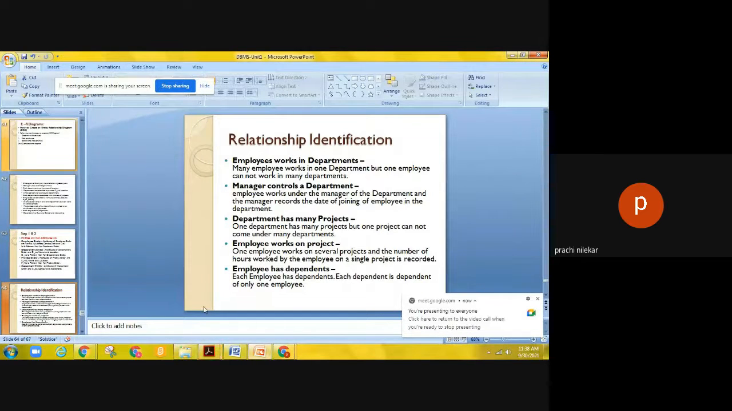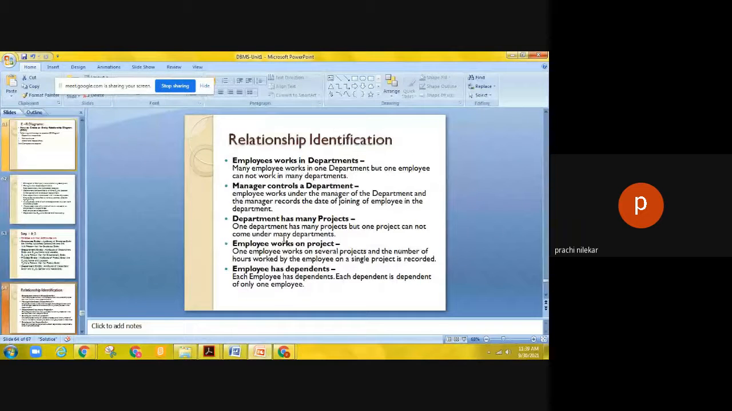Okay, then manager controls a department. Employee works under the manager. Employee works under the manager of the department, and the manager records the date of joining of the employee in the department. So mention the relationship. The manager and department relationship is what? Controls. Then a department has many projects. One department has many projects, but one project cannot come under many departments.